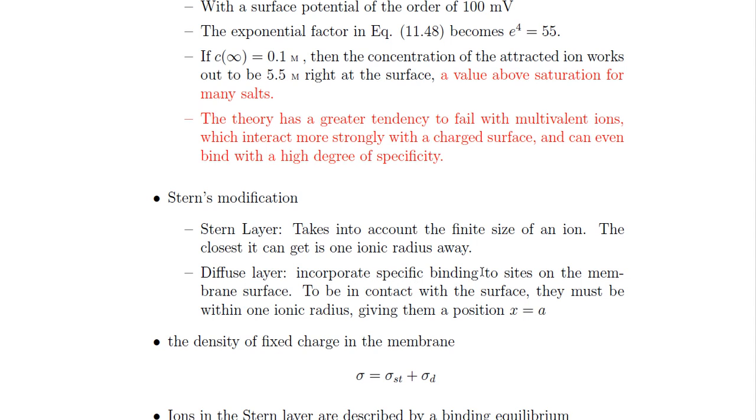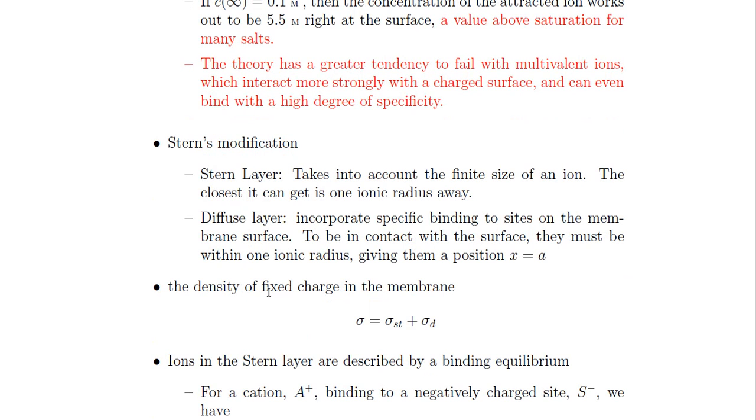So the ions exhibit surface binding to sites on the membrane surface. To be in contact with the surface, they must be within one radius, then a position at x equal to a. Okay, so here we see that these are the first layer and these are the second layer. The density of fixed charge in the membrane comes from the Stern layer plus the diffuse layer.